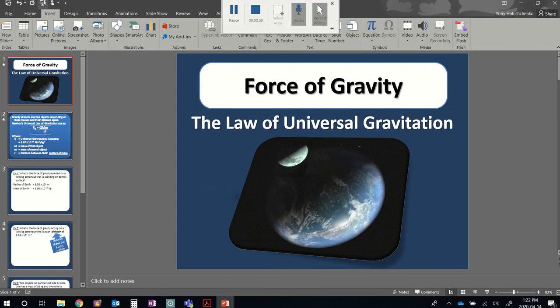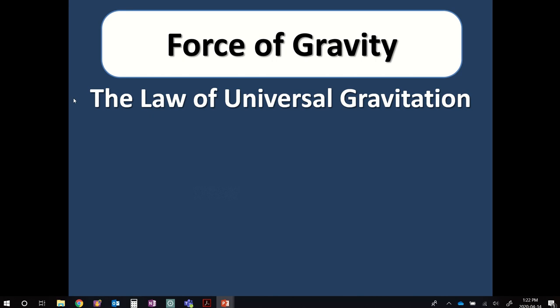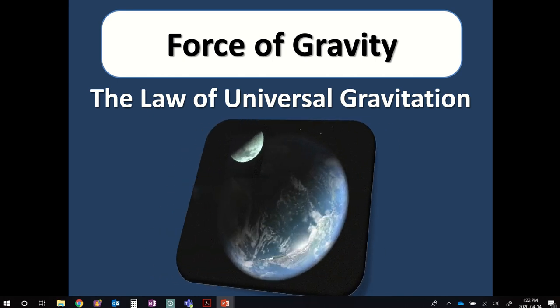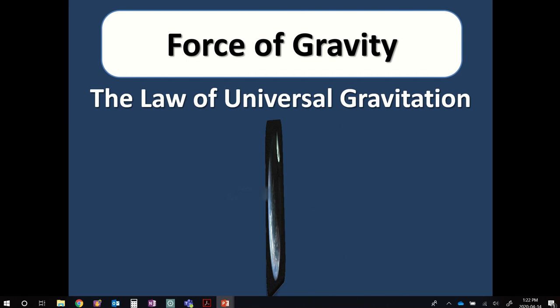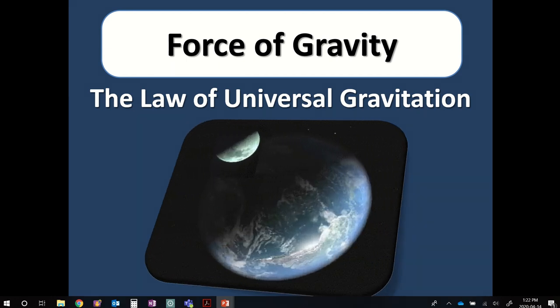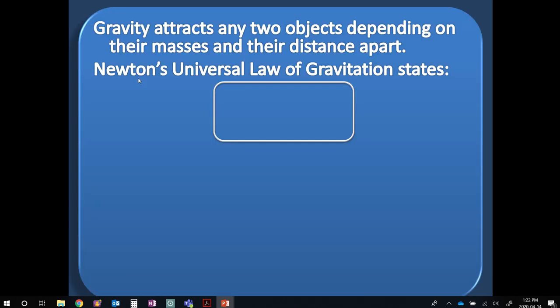So, force of gravity. Now this was done by Isaac Newton. He was the one who discovered this relationship, and the reason it's called the universal gravitational law is because it applies to any two masses. So gravity is an attractive force between any two objects, whether they're close together or far apart, doesn't matter. There's always going to be a force acting between them. So again, this will depend on their masses and their distance apart.